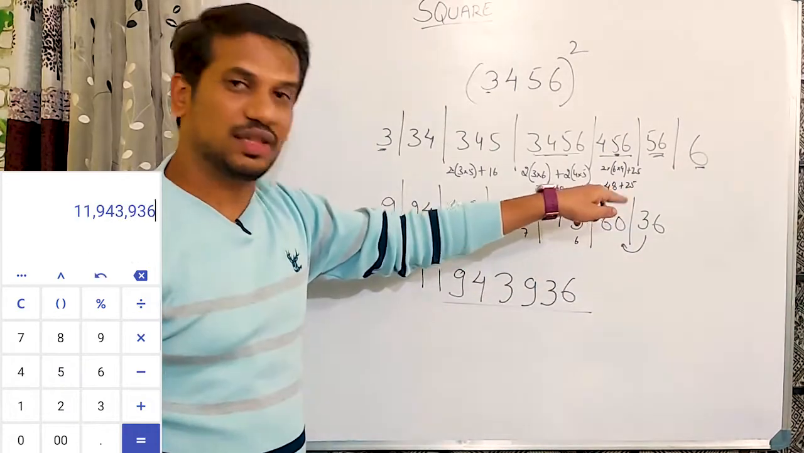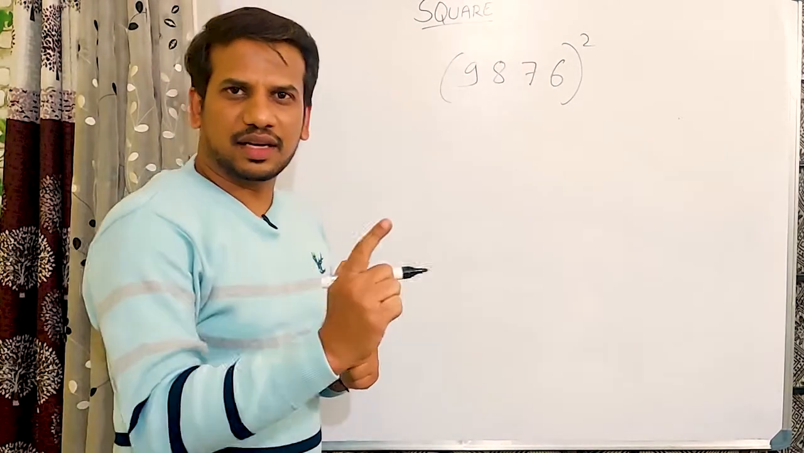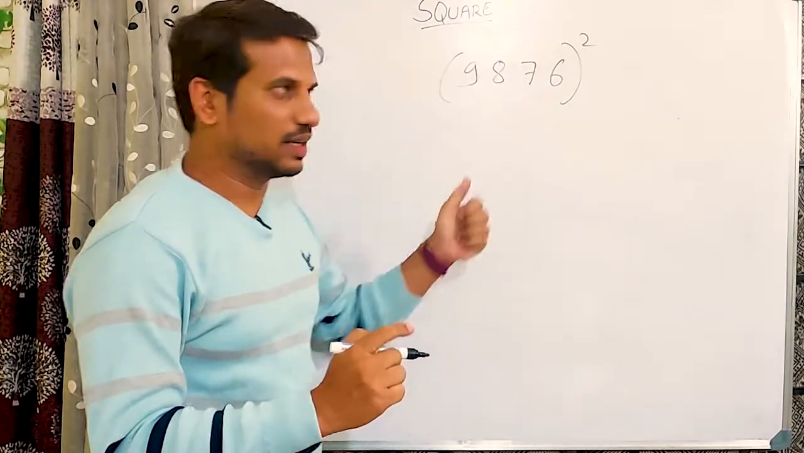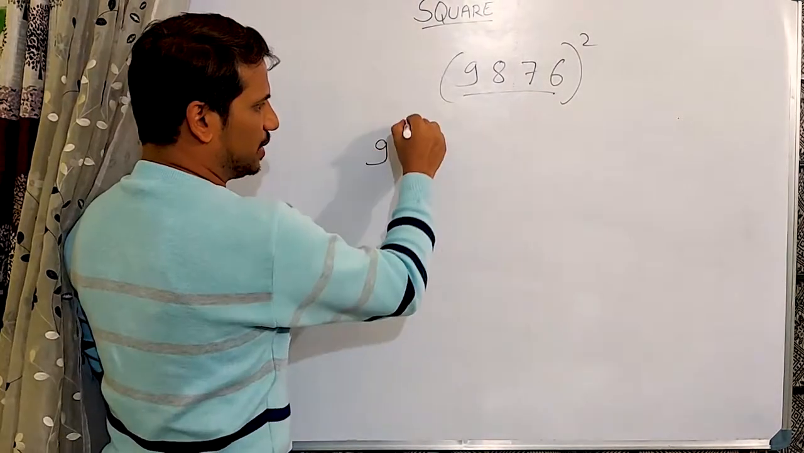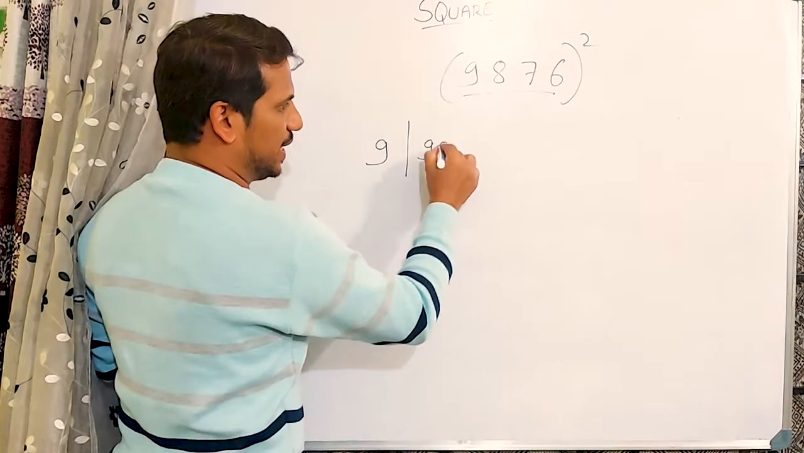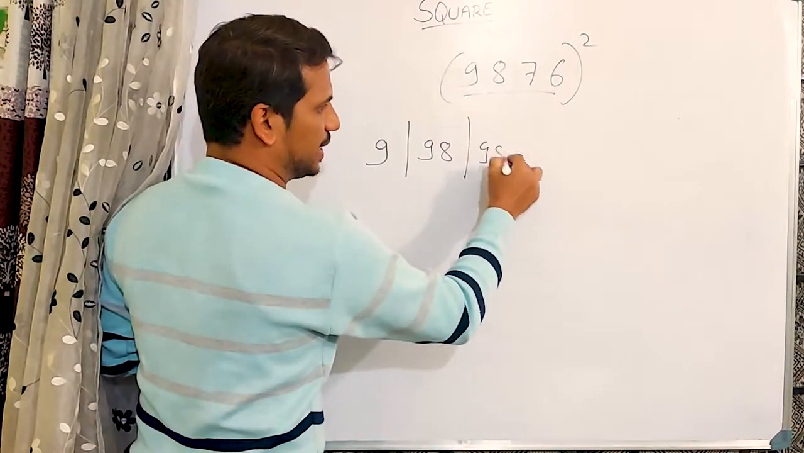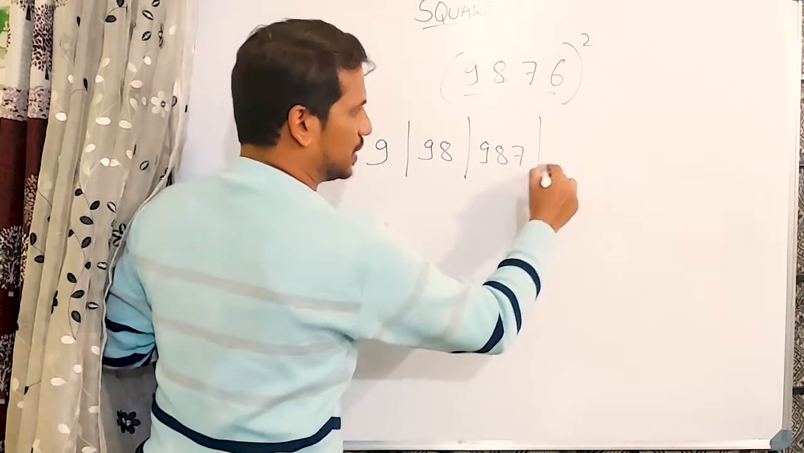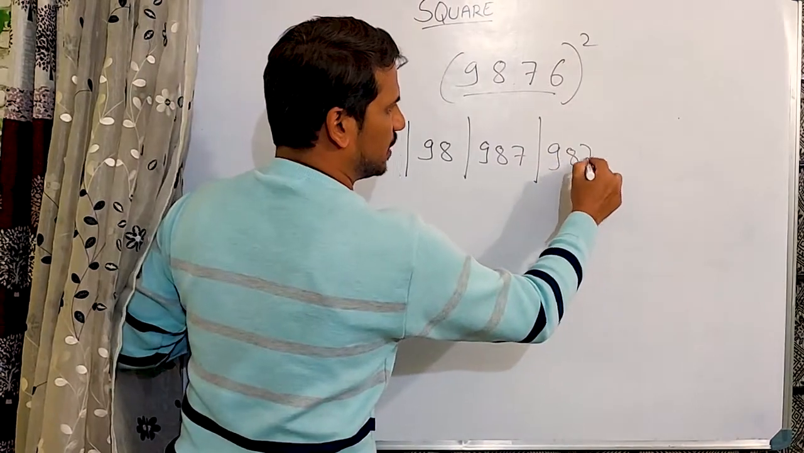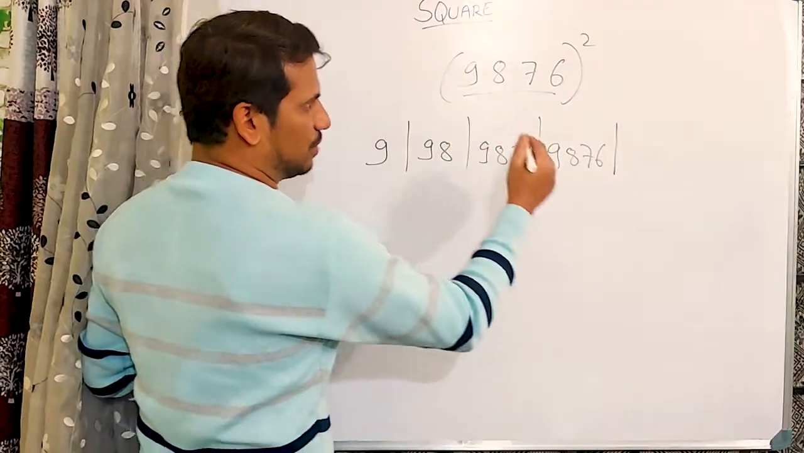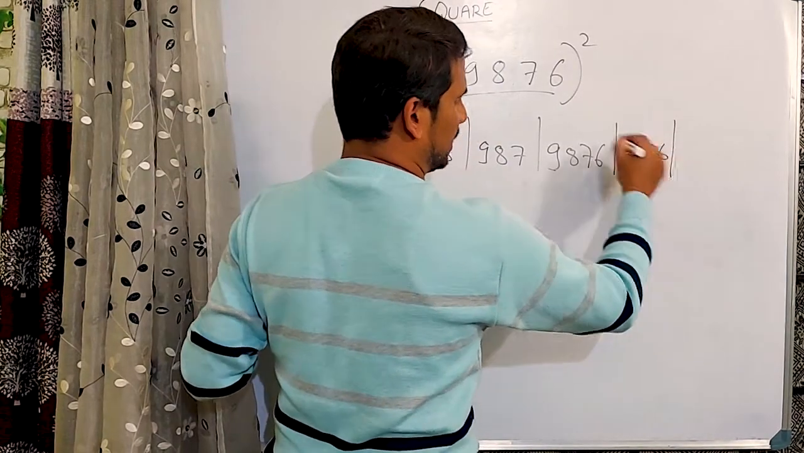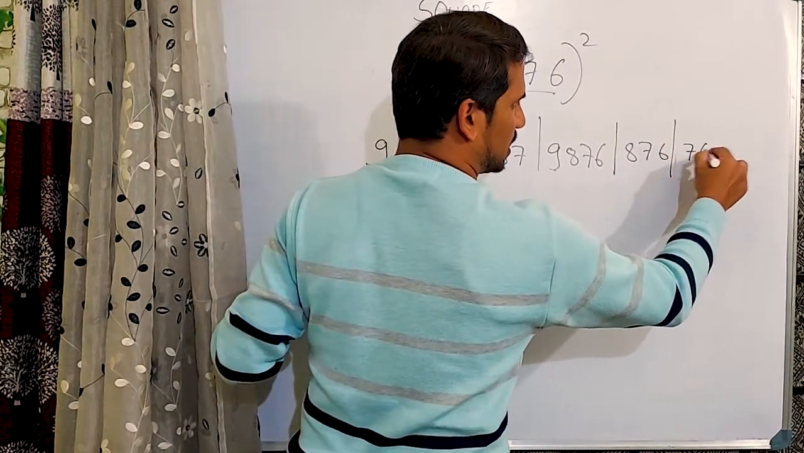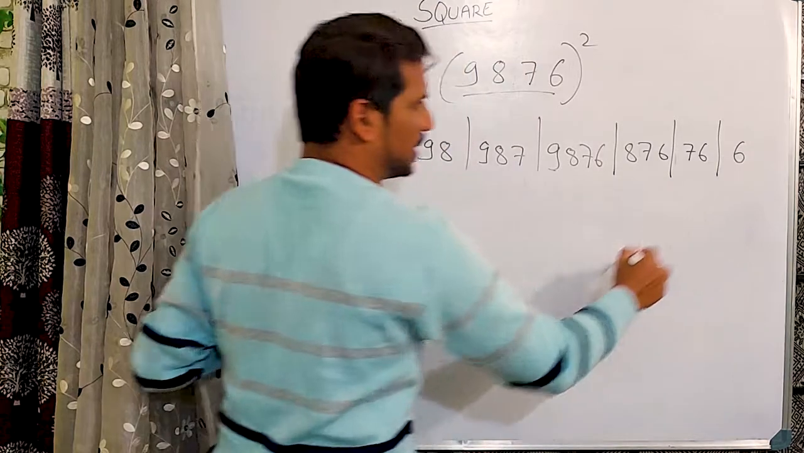11943936. You can verify in the calculator. Let's take another tough example and let's solve it. So how to find? So duplex of 9, then duplex of 98, 987, 9876. Let's leave the numbers. Now duplex of 876 and then duplex of 76, then last duplex of 6.